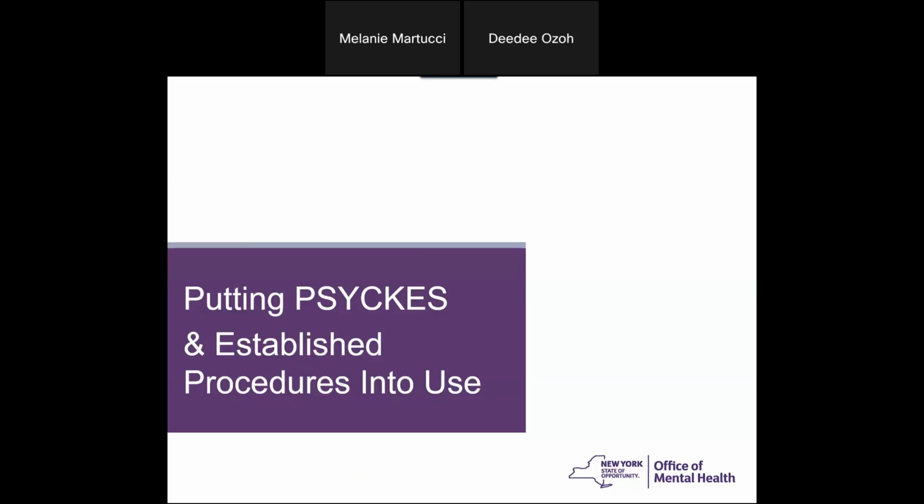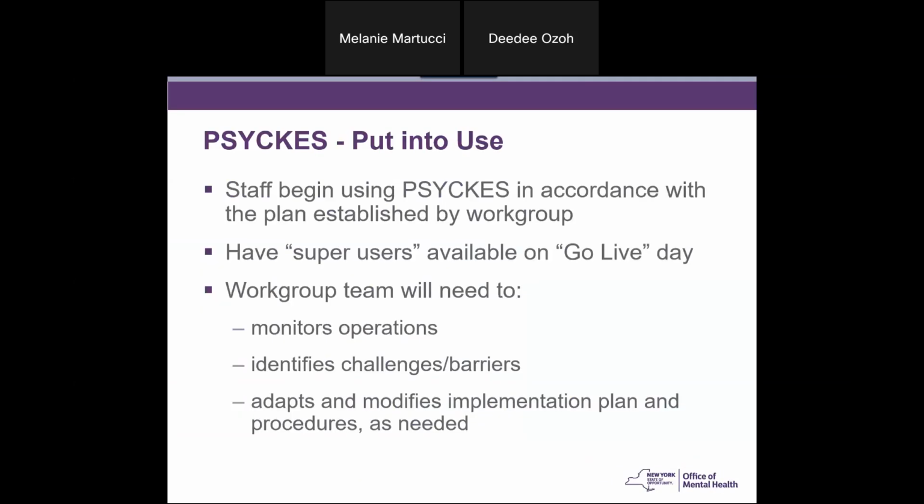So now we will discuss putting PSYCKES and established procedures into use. After you've planned and prepared for PSYCKES implementation, PSYCKES can be put into use in accordance with the plan that's established by your work group. It may be helpful to have frequent users of the PSYCKES application available when your agency gets access, so that they can monitor operations, identify any challenges, and answer any questions regarding PSYCKES access at your agency.